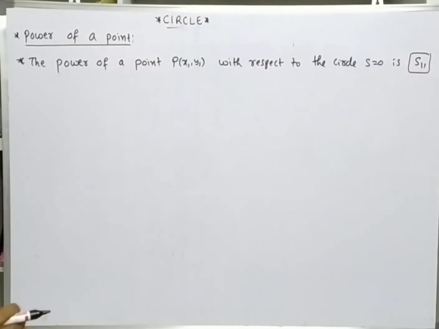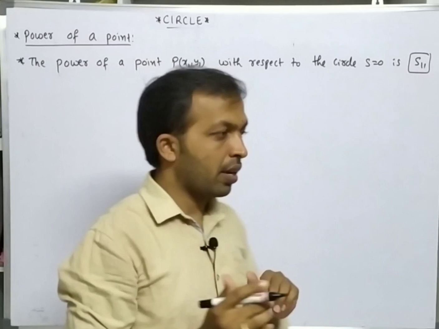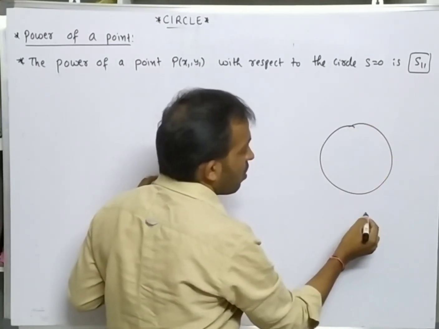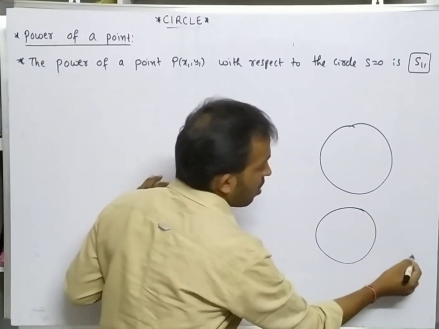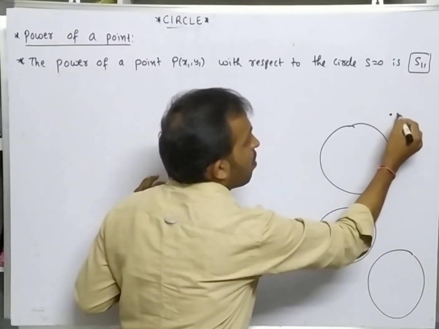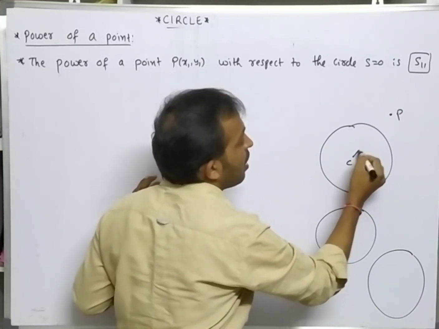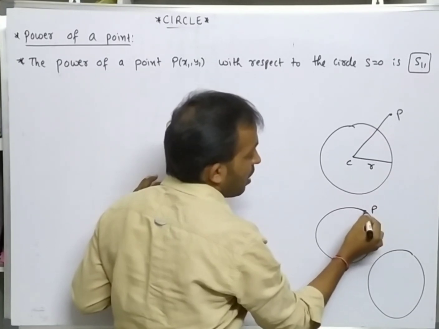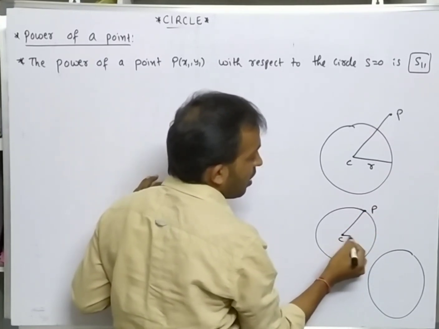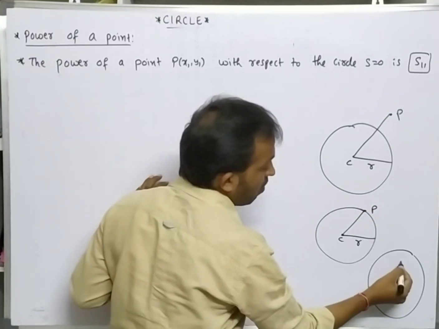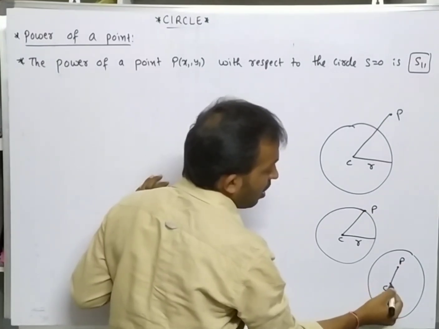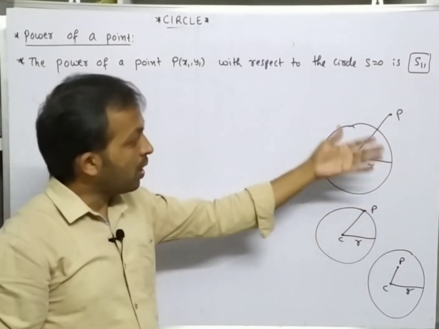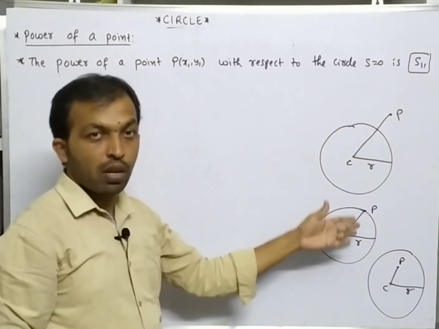Next, power of a point with respect to the circle. Let this be a point P, this is the center C, CP, and this is the radius R. If point P is in the interior of the circle, then this is R. So the point may be interior, on the boundary, or exterior.